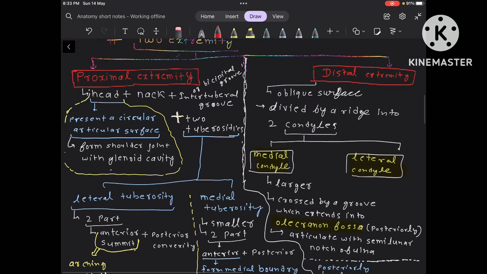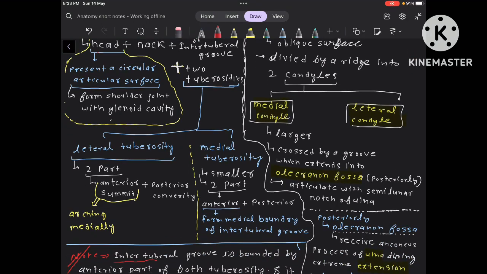Now we will talk about the distal extremity. The distal extremity has an oblique surface and is divided by a ridge into two condyles. The first one is the medial condyle and the second one is the lateral condyle. The medial condyle is larger than the lateral condyle and it is crossed by a groove which extends into the olecranon fossa posteriorly. It articulates with the semilunar notch of the ulna.